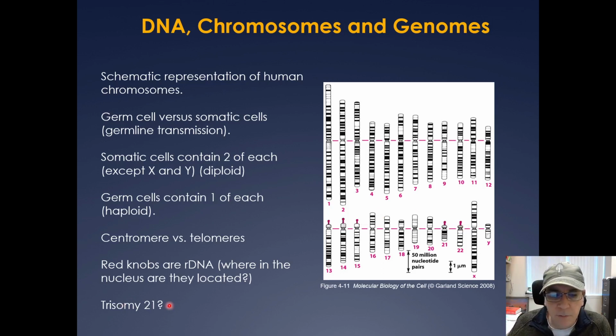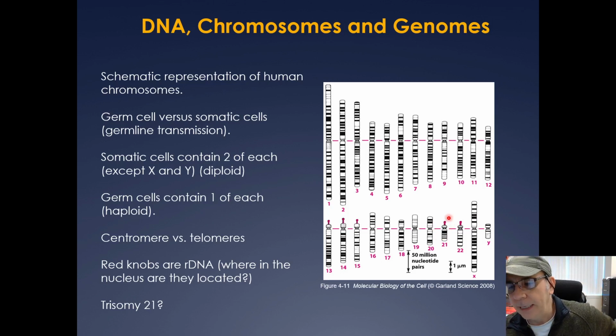And so I have a little question mark down here with trisomy 21. Here's chromosome 21. I'm sure you guys all know about trisomy 21. It's if you end up with 3 copies of chromosome 21, which can arise from improper mitosis and improper meiosis during germ cell development, and a cell ends up with 3 copies of chromosome 21, it gives rise to Down syndrome.